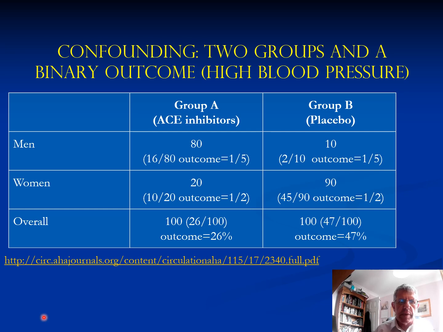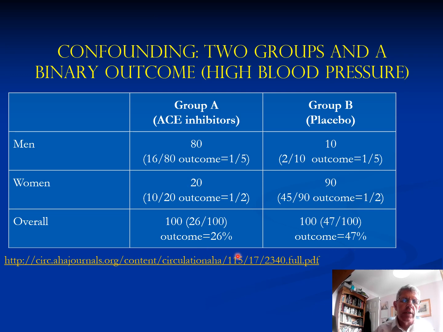This slide explains confounding. We can see in the table that gender is not balanced between the two groups. We have Group A and Group B. Group A is ACE inhibitors and Group B is placebo. We can see that in Group A, 80 out of the 100 people are men. In Group B, it's only 10 out of 100. However, if we look at the outcomes in Group A and Group B, there's a difference.